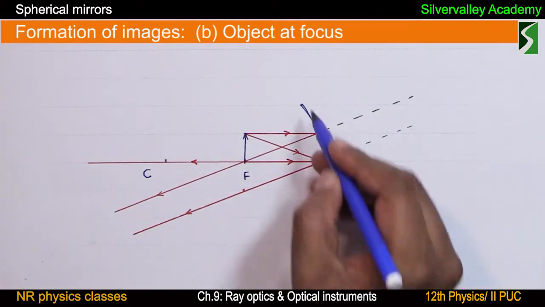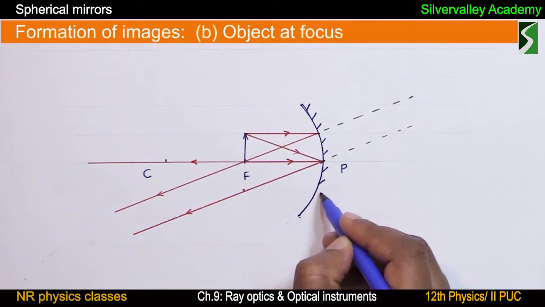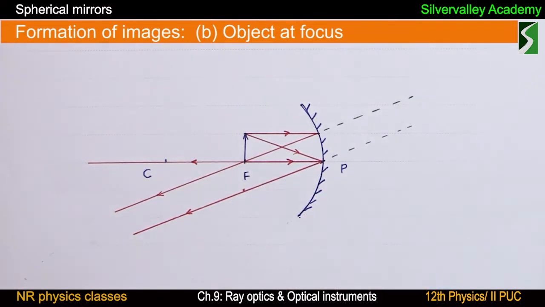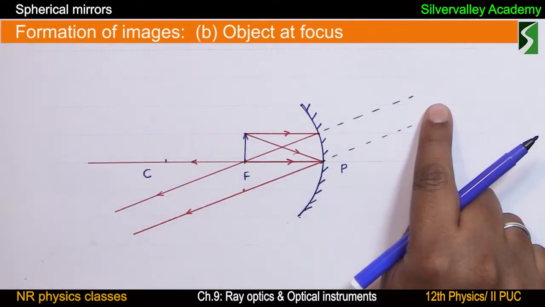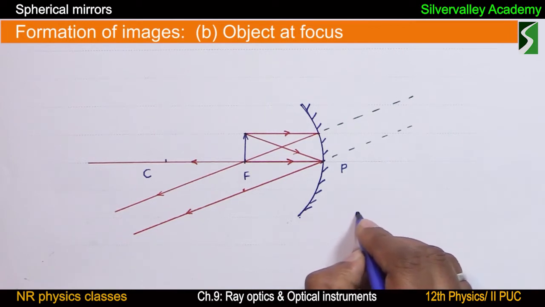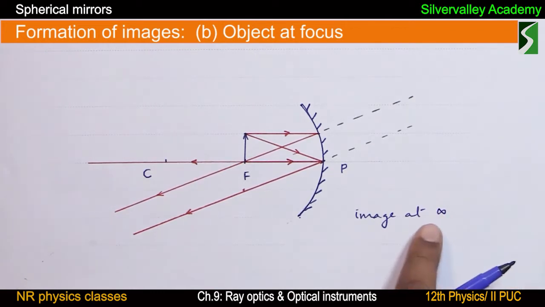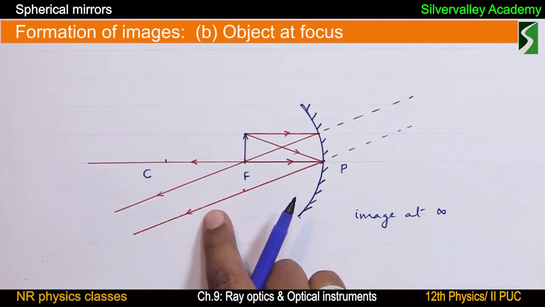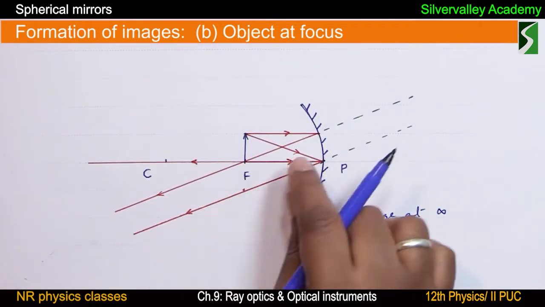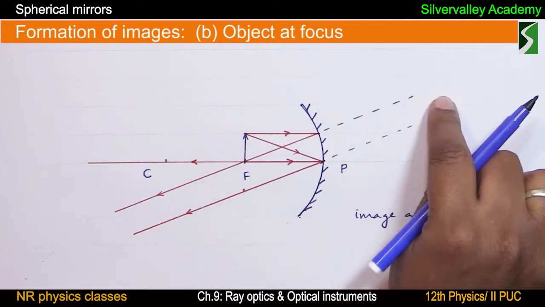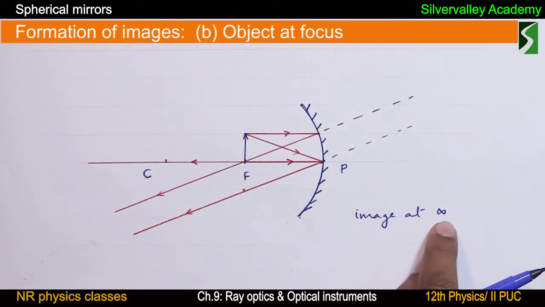Now after completing all this, don't forget to shade the mirror. Don't be in a hurry. Shade it neatly. So here, image is at infinity. That much is enough. Image at infinity. I cannot claim that the image is real or virtual. To say real, these two should converge, but they are not. To say virtual, they must appear to be coming from some point. It is not. That is why if we can write this much, that's enough. Image at infinity.